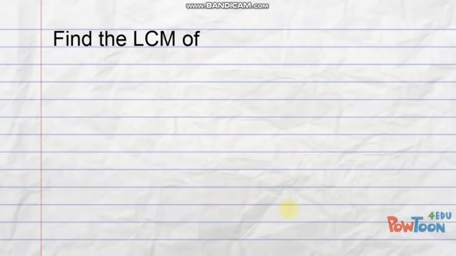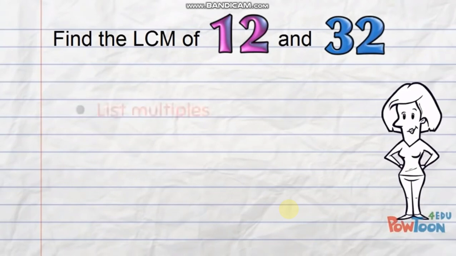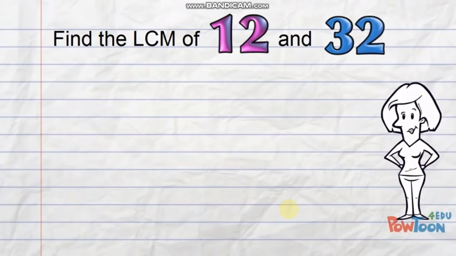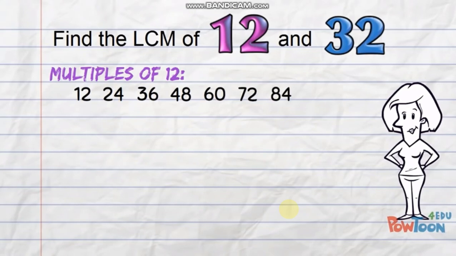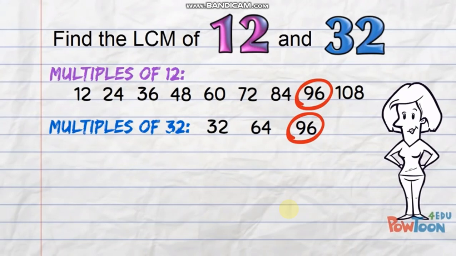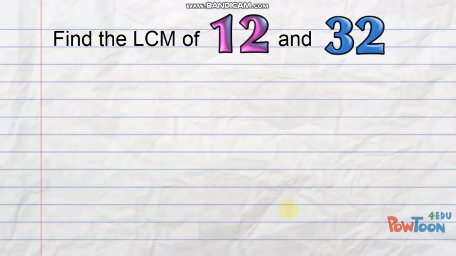See, finding the LCM of, for example, 12 and 32. Take the multiples of 12 and 32. The multiples of 12 are 12, 24, 36, 48, 60, 72, 84, 96, 108, etc. The multiples of 32 are 32, 64, 96. So the lowest common multiple is 96.